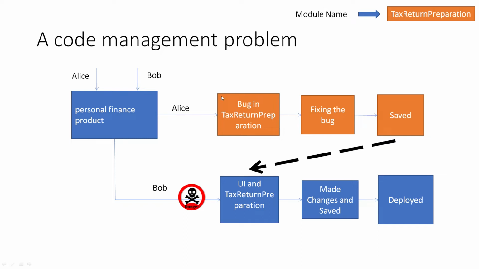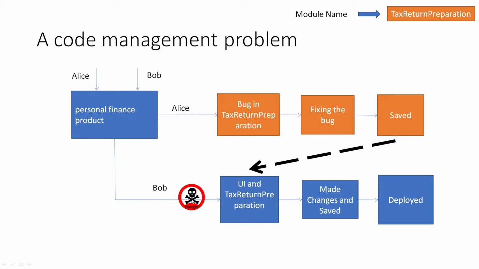Alice and Bob are two persons working in the same company. Both are working on the same product, the same project. The product name is personal finance. Now Alice finds a bug in a module. What is the name of the module? Tax return preparation. Alice finds a bug in the tax return preparation module.